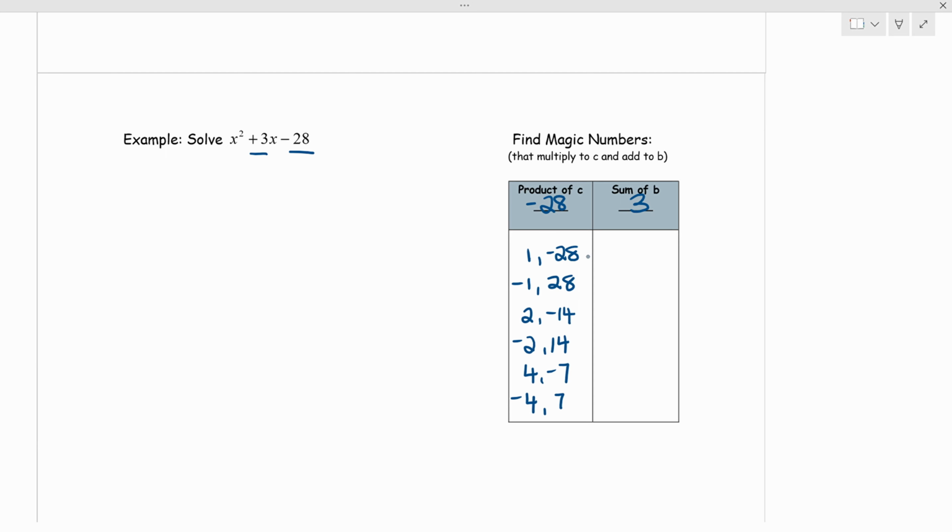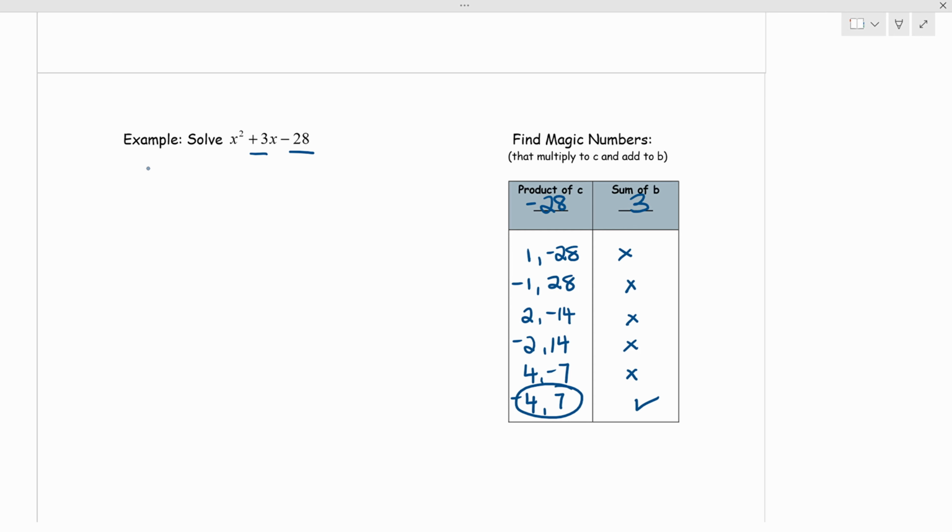Okay, this definitely does not give me 3, right? So that's an X. -1, I'm hoping many of you can see which one it is. 2 and -14, or -2 and 14 will never give us 3 in any which way. But 4 minus 7, pretty close. That's -3. So it's got to be -4 plus 7. It's this one, that last combination right here.